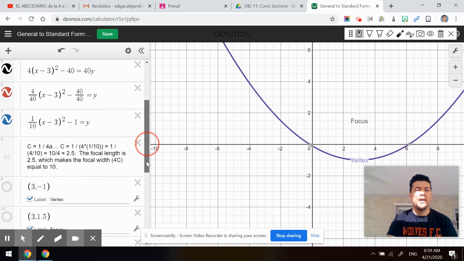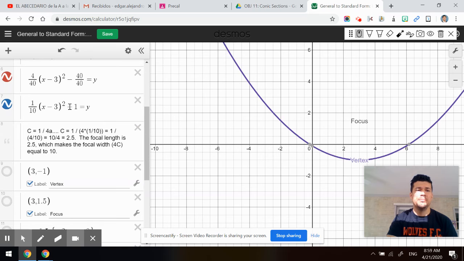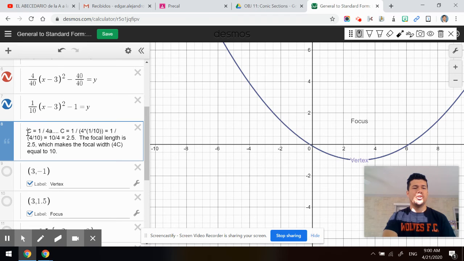Now I've got this in the form a times (x minus h) squared plus k equals y. There are some textbooks that put this -1 over on the right with a y plus 1. Really, it's the same thing. After this, I use my formula, c equals 1 over 4a. I substitute my a value, which is 1/10. I get c equals 1 divided by 4 times a 10th, which is 1 divided by 4/10, which is really the same as 10/4, or 2.5.